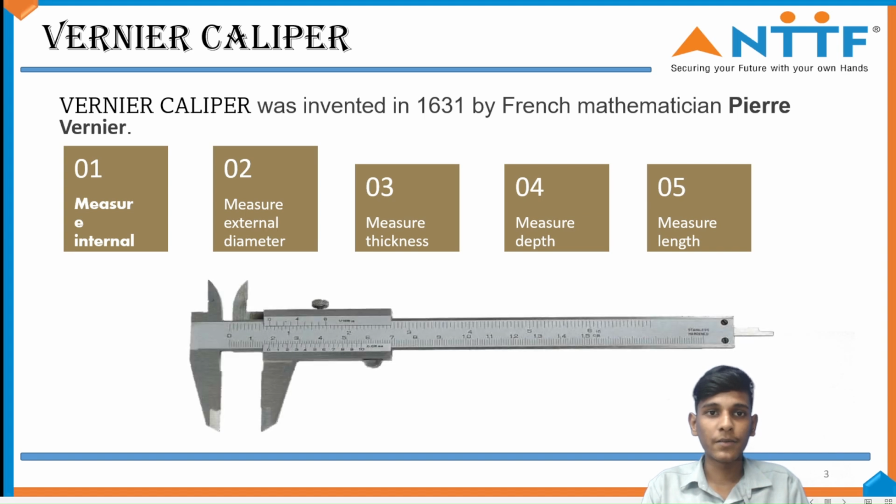Vernier caliper. The vernier caliper was invented in 1631 by the French mathematician Pierre Vernier. The uses of vernier caliper: measure internal diameter, measure external diameter, measure thickness, measure depth, measure length.